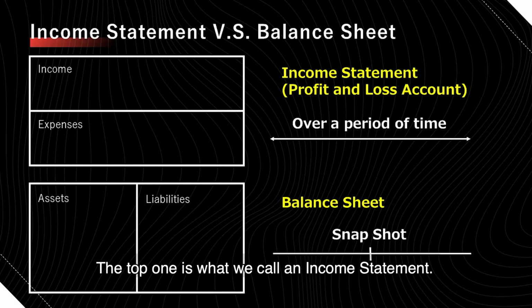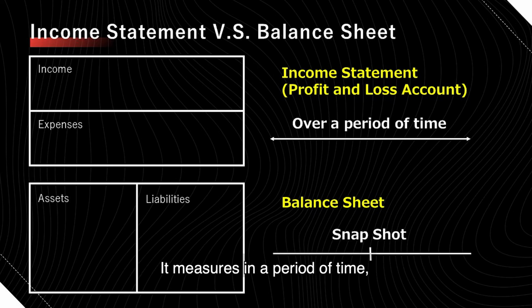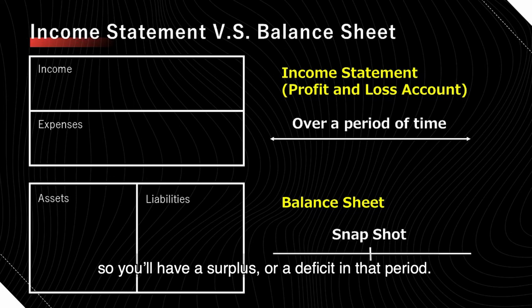The top one is what we call an income statement. In an income statement, it measures, in a period of time, how much income you have and how much expenses you incur. So you will have a surplus or a deficit in that period.